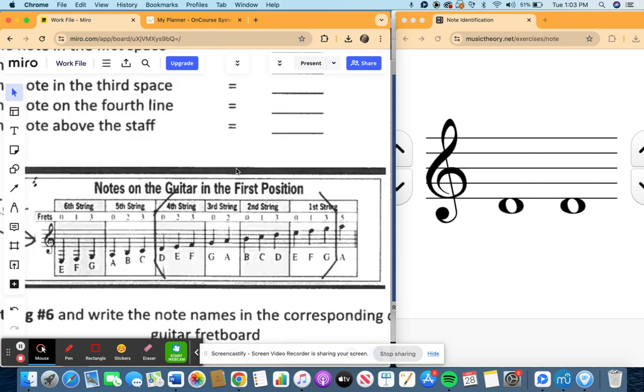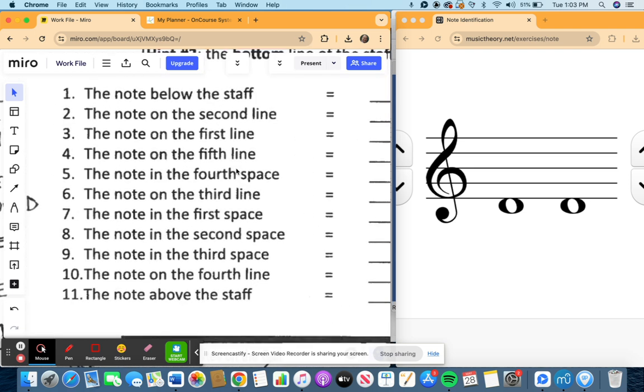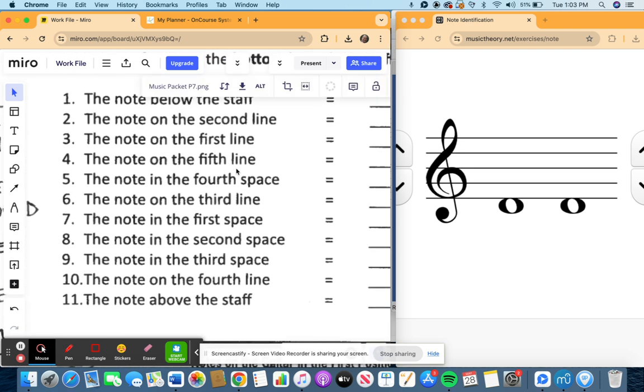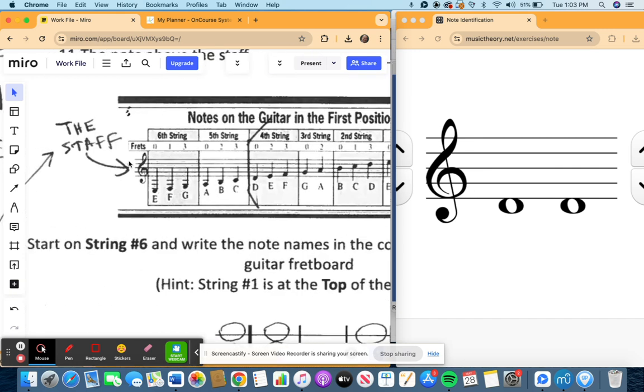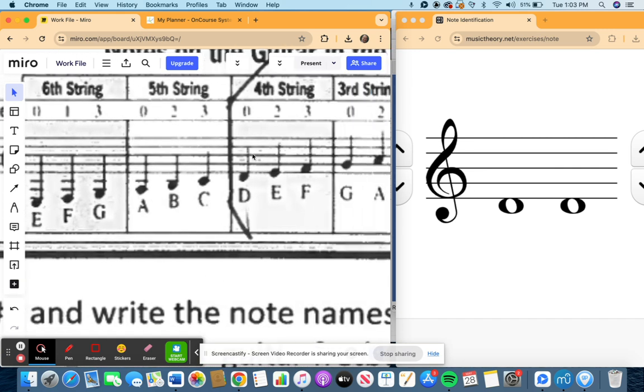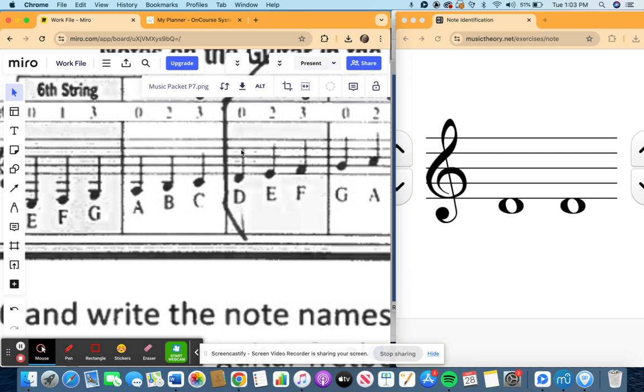I could do it both ways, but let's see. Look at number one, the note below the staff. Well, the 5 lines are the staff. So if I zoom in here, we're looking at 1, 2, 3, 4, 5. So the note below the staff, just below the staff is right here. And this is the note named D, as in David, right?